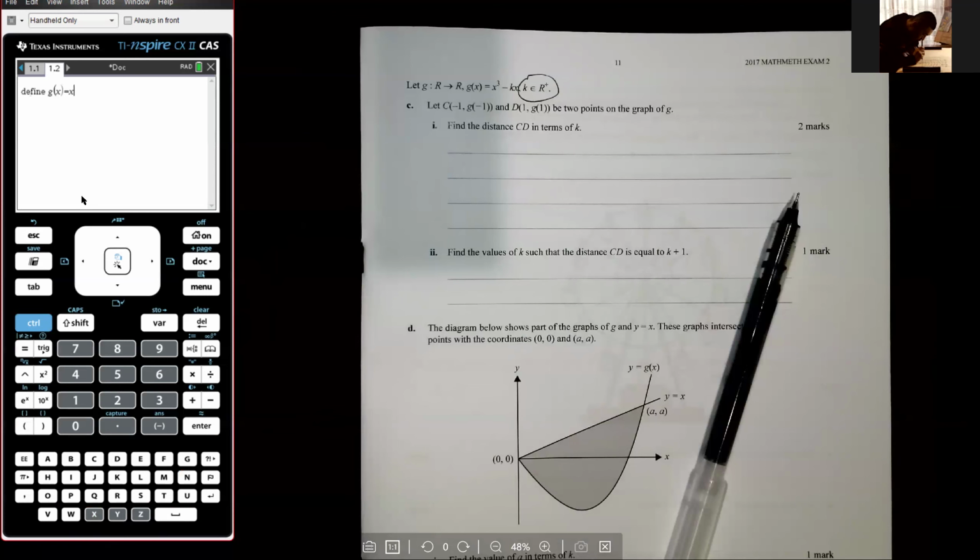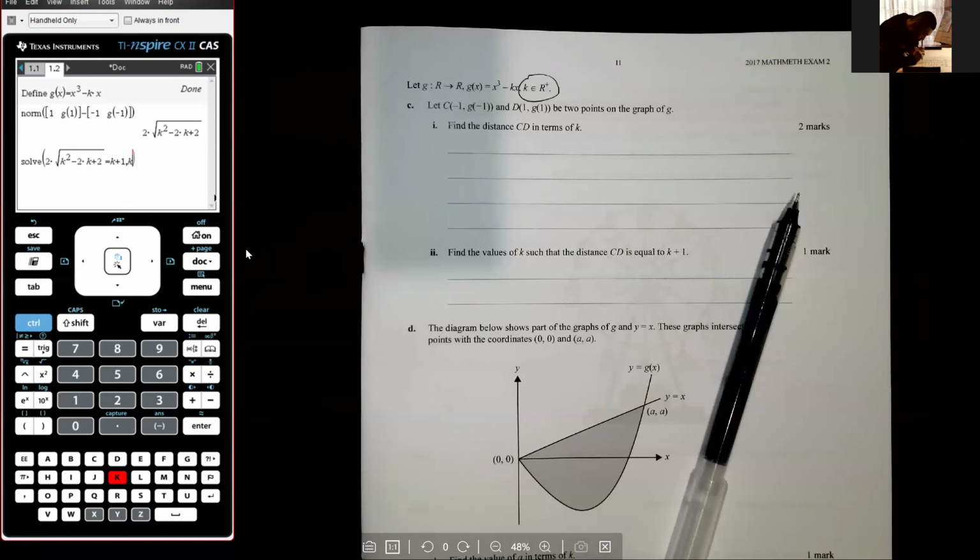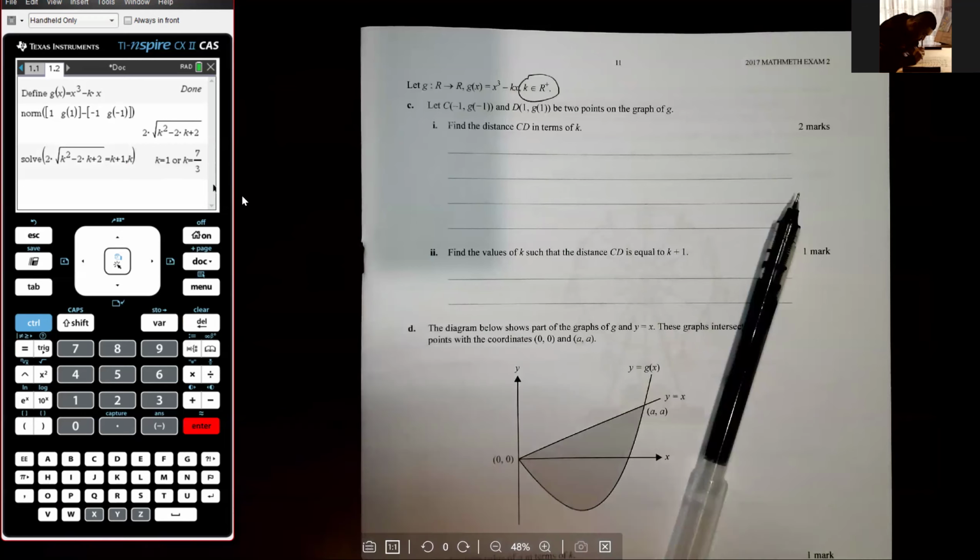Define g of x equals x to the power 3 minus k times x. Don't forget to multiply the two letters. If you just put kx, it doesn't recognize it as multiplication. Then we say norm, 1, g(1), take away -1, g(-1). So you get that expression. And for the next part, when I solve that equation equated to k plus 1, I'm able to get two values. Both of them are positive, so I take both of them.